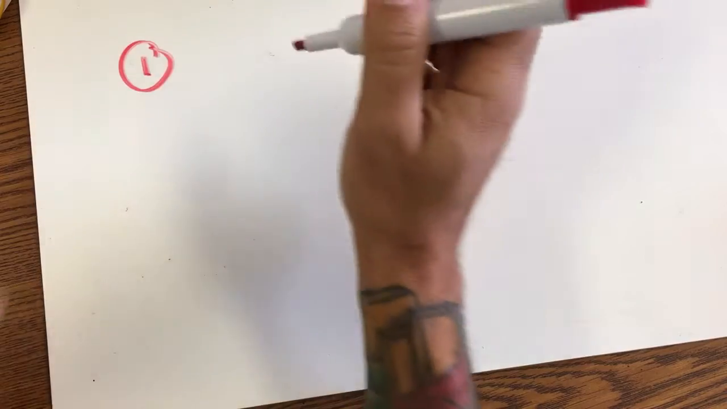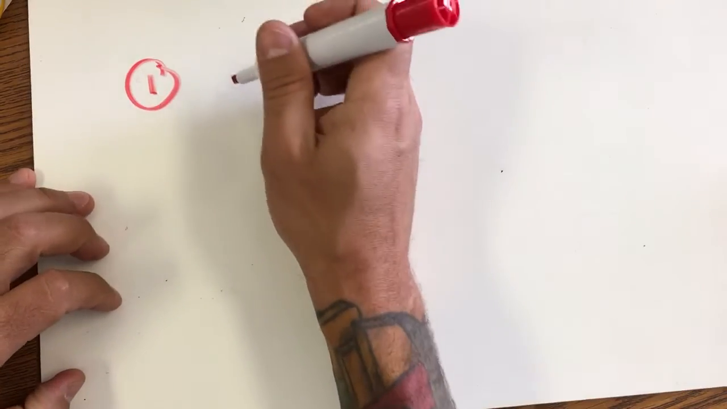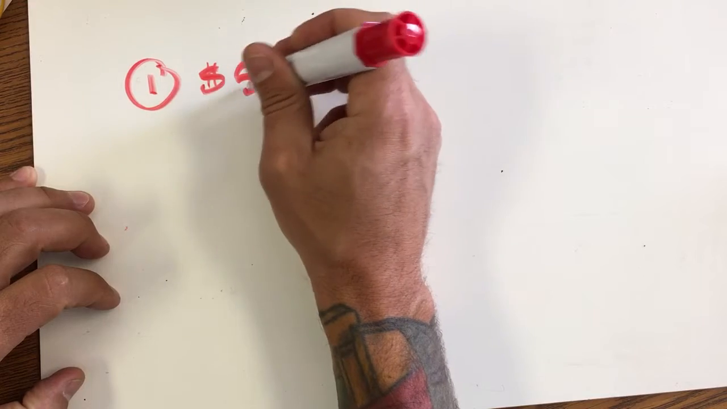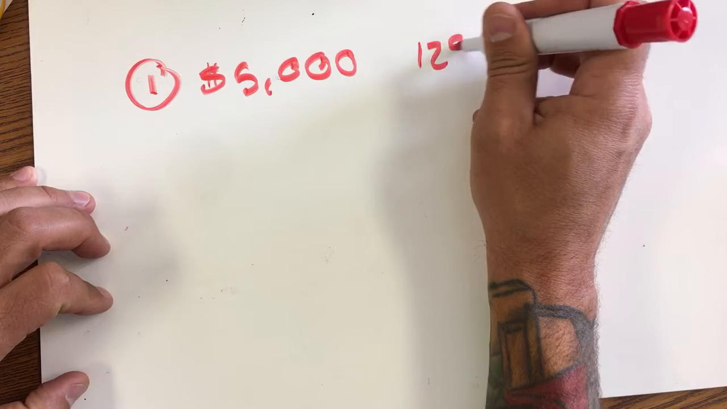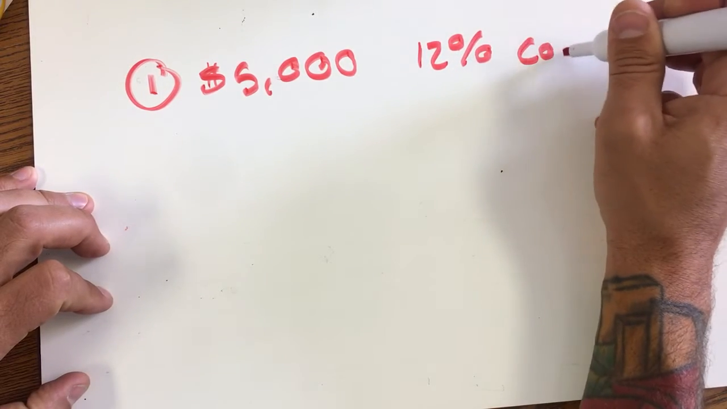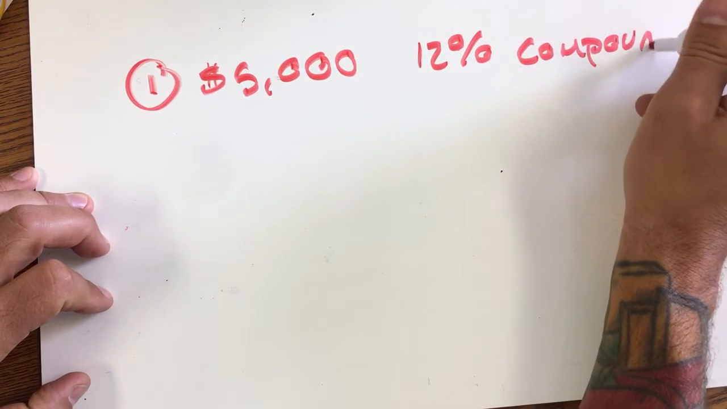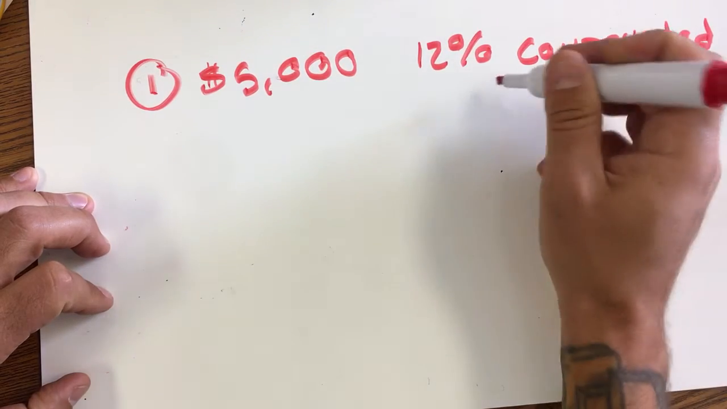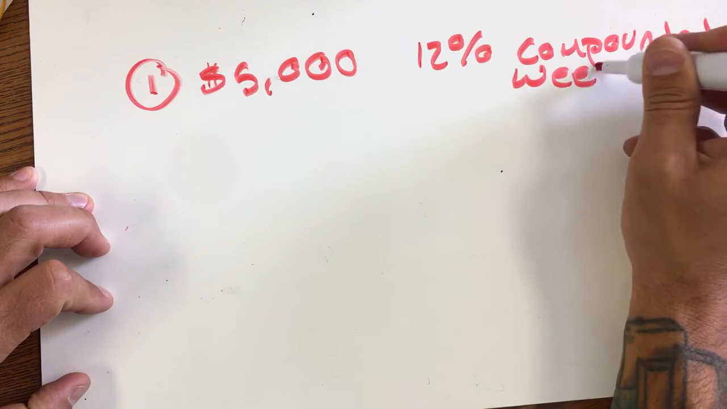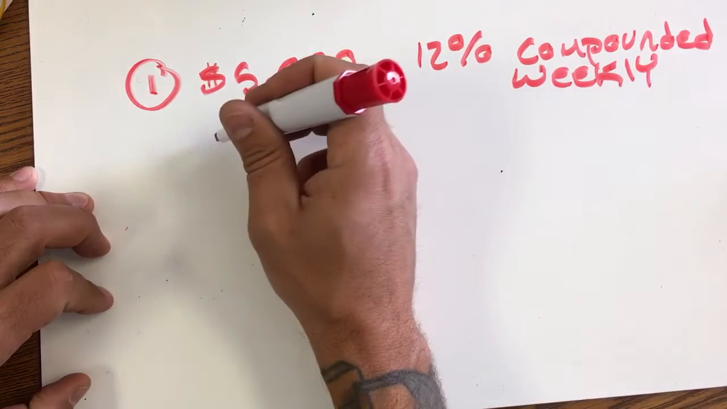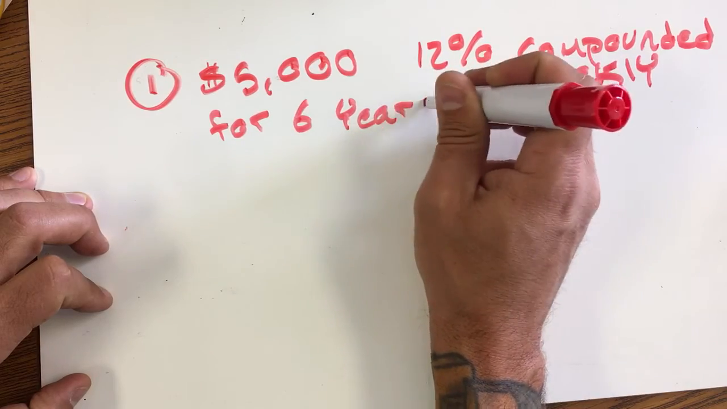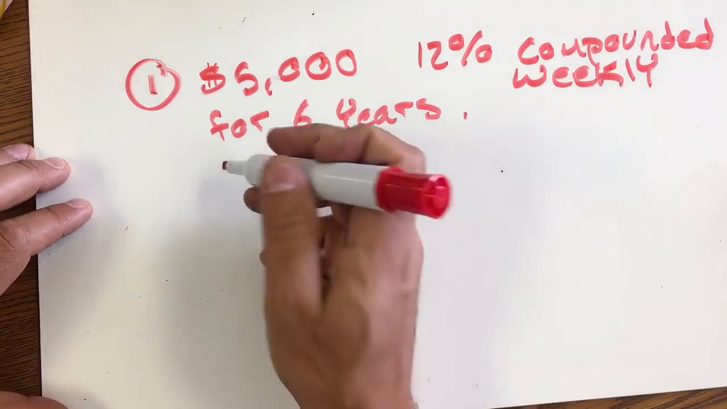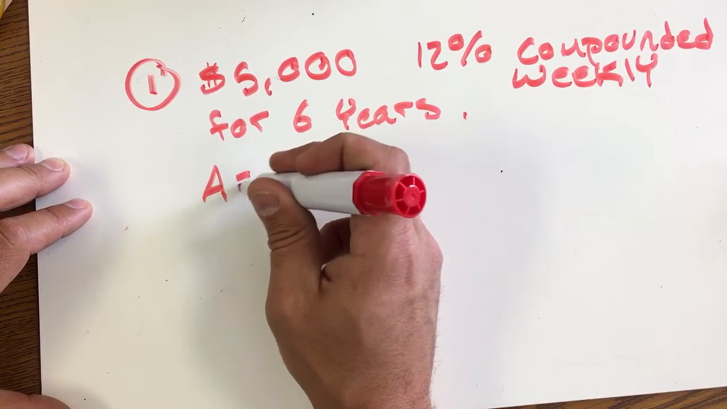So first problem that I want you to do is you take a loan on $5,000 at 12% interest, compounded weekly, for 6 years. How much do you pay? So we're looking for the final amount.